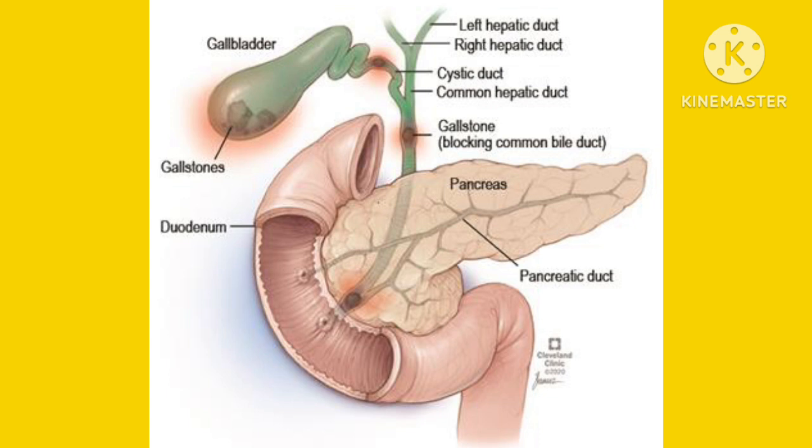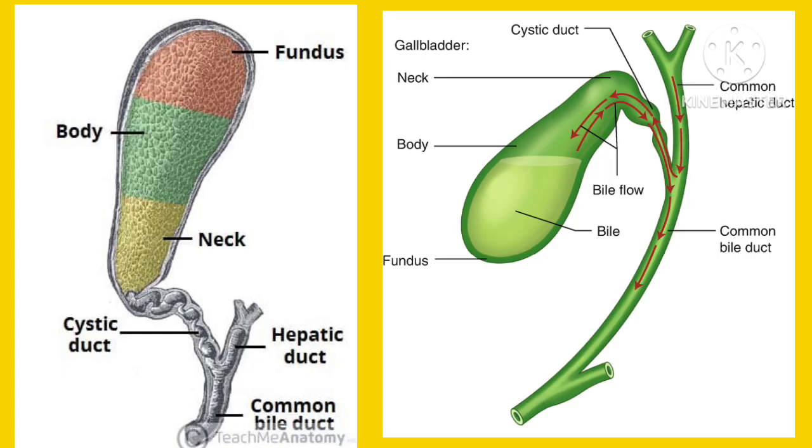At last, I am telling, if a calculus is present in any part of the biliary tree, there occurs proximal biliary dilatation and distal normal or distal narrowing. The gallbladder has three parts: fundus, body and neck. The fundus is a dependent part of the gallbladder. The neck of the gallbladder leads to the cystic duct. The cystic duct again leads to the common bile duct.